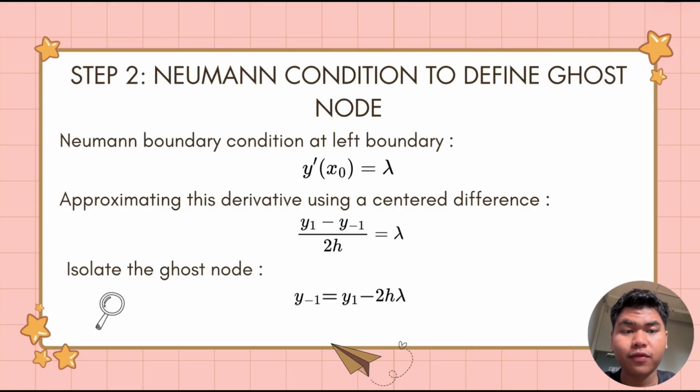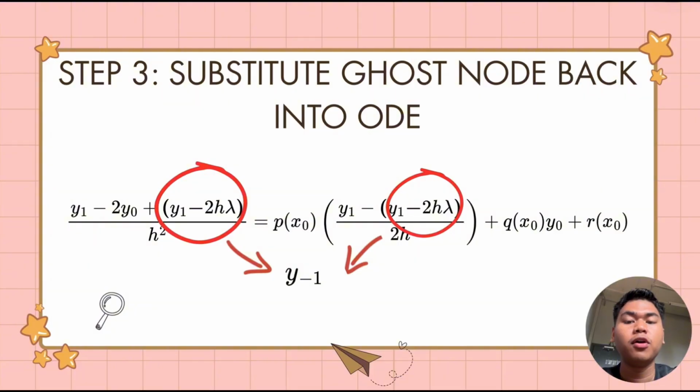Why do we use a centered difference here instead of forward difference? Because it maintains a higher order of accuracy. From here, we use straightforward algebra to isolate our ghost node, y negative 1 equals y1 minus 2h lambda. Moving on to step 3.